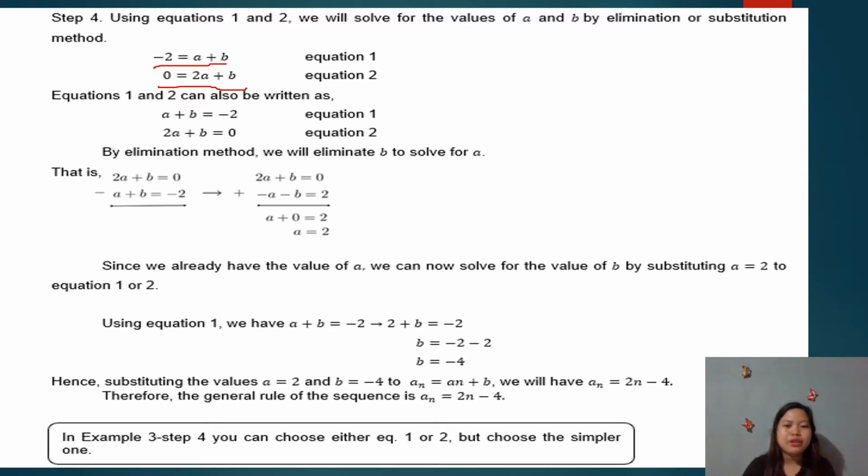Now, by elimination method, we will eliminate b to solve for a. So we have here 2a plus b equals 0, minus a plus b equals negative 2. That means we subtract equation 1 from equation 2. Then, 2a minus a, that's a. b minus b, that's 0. 0 minus negative 2, that is 2. And then, that is a.